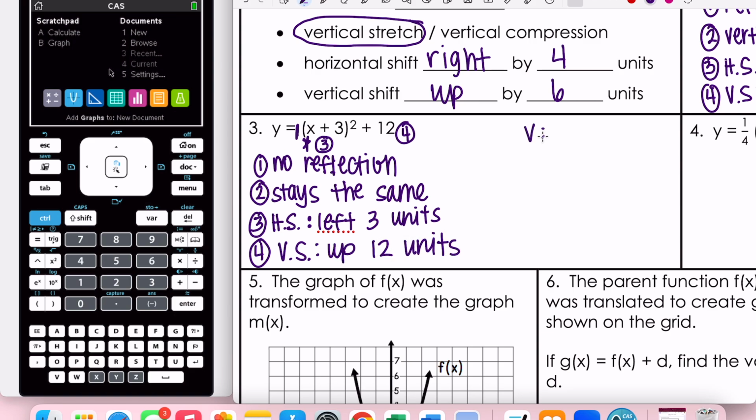Now, the last thing we want to identify is our vertex. Coming here to the value of h, remember I want to think the opposite. So if I have x plus 3 here, then the value of h is actually -3. And then remember, there are no tricks with k. So here, my k value is a +12. So my vertex is (-3, 12).